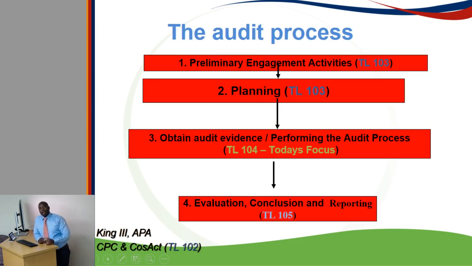Okay, so where are we on the audit process? Remember, in TAT letter 102, we covered the KING, the APA, the CPC, and the Companies Act. That's at the bottom of your screen on your left. In TAT 103, we covered preliminary engagement activities and planning, which included the risk assessments. Today, we are at TAT letter 104, which is obtaining the audit evidence and performing the audit process.